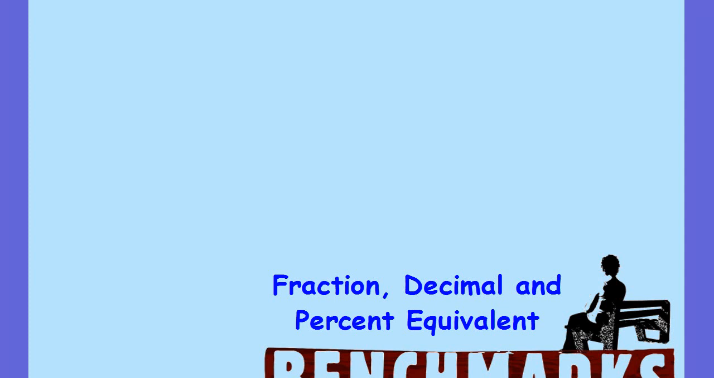Hi, this is Miss Lee, and today's video lesson is on fraction, decimal, and percent equivalent benchmarks. Fraction, decimal, and percent is also referred to as FDP, meaning fraction, decimal, percent. Equivalent means equal. What do I mean by that?